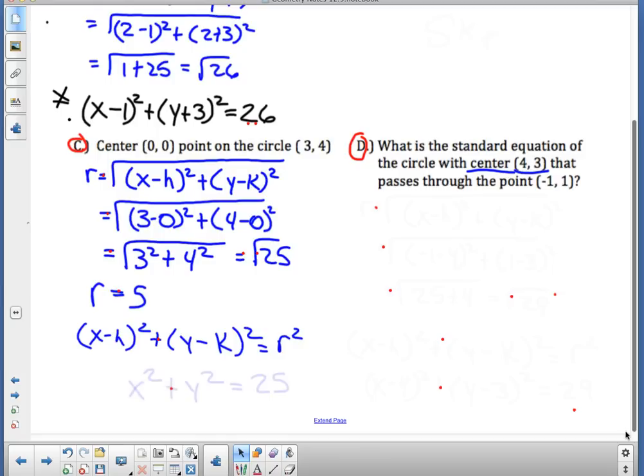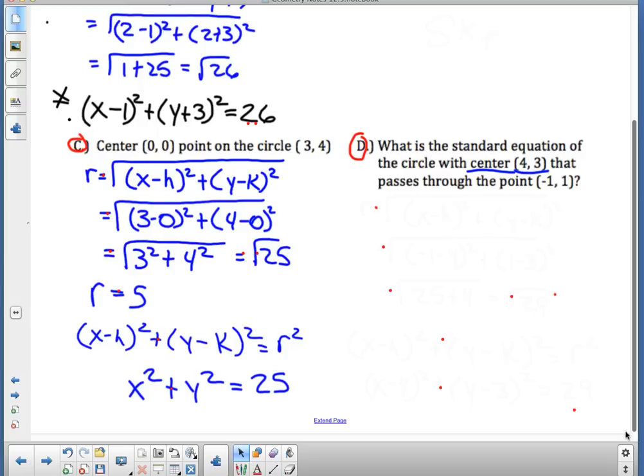The center is 0, 0, so it should be x squared plus y squared equals 25. Are you okay with that? Now, we're going to do letter D. Read the question in D, and then read the question that we started with. They're phrased a little differently, but I'm asking you to do the same thing.